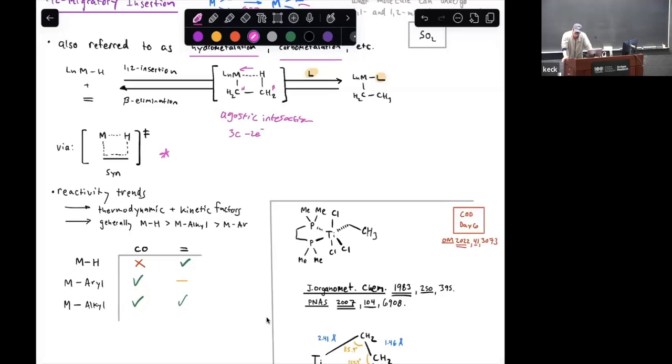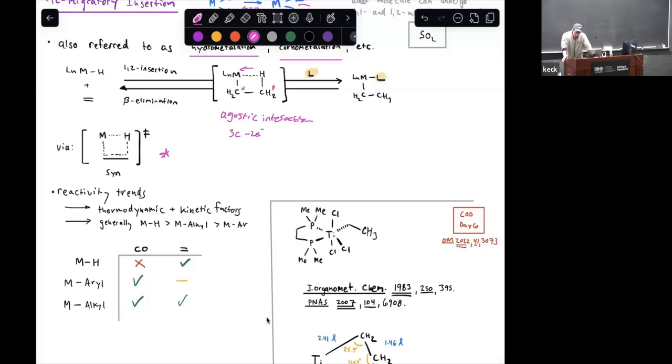So what does that mean? We heard that in a 1,1 migratory insertion, hydrides do not migrate except under very, very specialized circumstances, but in a 1,2 migratory insertion, those are very much in play, as you just saw from this case study of a hydrometallation. So those migrate most quickly, followed by metal alkyls and metal aryls.